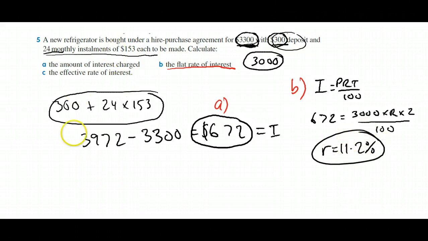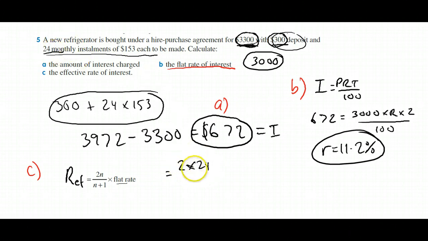And finally, in part C, we've got to work out the effective rate of interest. Now, if we know the flat rate of interest, it's much easier to use the equation that incorporates the flat rate of interest. So here's one of the equations for the real or effective interest rate, the one that uses flat rate of interest. So all we've got to do is put in 2 times n. N is the number of monthly installments, so 2 times 24 over 24 plus 1, which is 25, and then multiply that by 11.2.